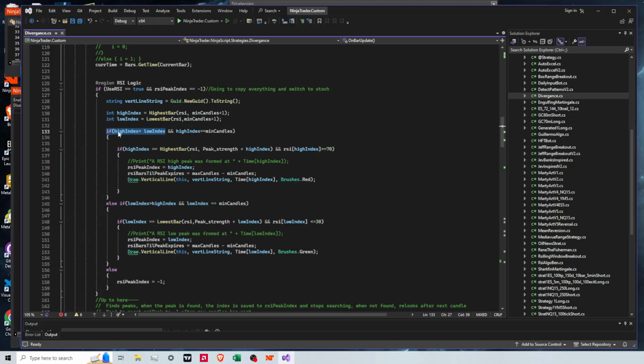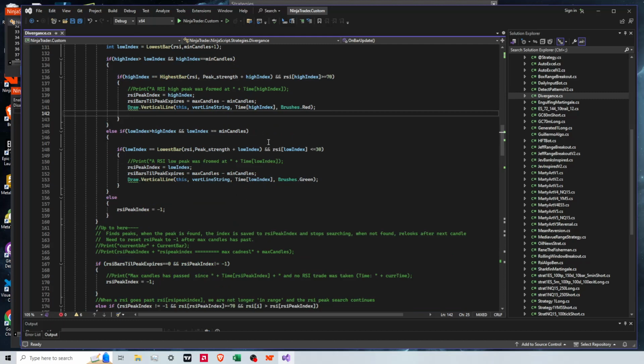Then here is checking if we're going to go for buys or sells. And then we want to check if the high index equals the min candles. So that means the minimum away candles it can be. This will check if that candle min candles away was a peak or not. So this checks if it was a peak, then we save that as that candle, and then we set candles to expire to, in this case, 5, so it can start counting how many candles until the end of it, and then it draws the vertical line as well.